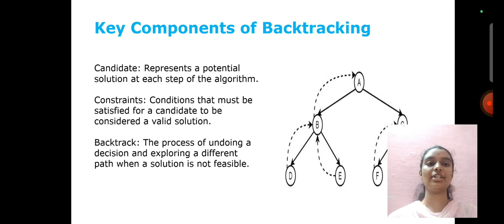The key components of backtracking. The candidate represents a potential solution at each step of the algorithm. The constraints are conditions that must be satisfied for a candidate to be considered a valid solution. The backtrack is the process of undoing a decision and exploring a different path when a solution is not feasible.